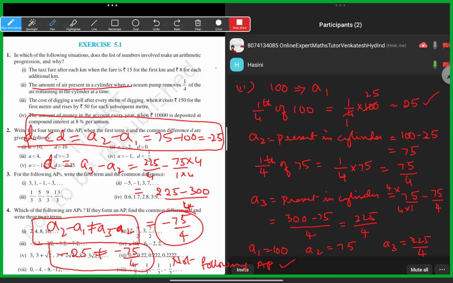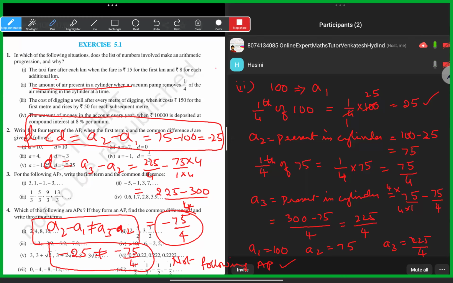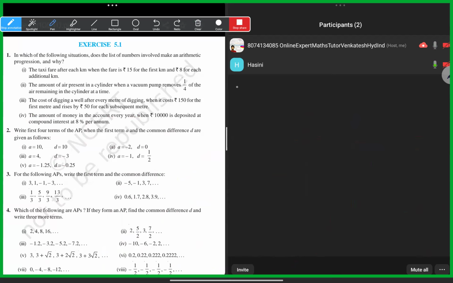Okay, sir. Third question, once you read the question, ask me. The cost of digging a well: it costs rupees 150 for the first meter and rises by 50 for each subsequent meter.